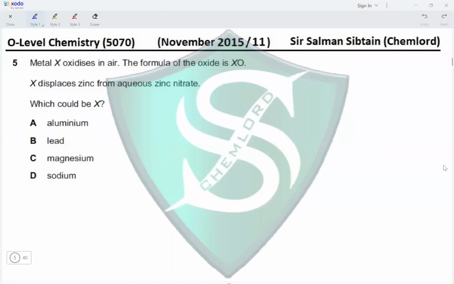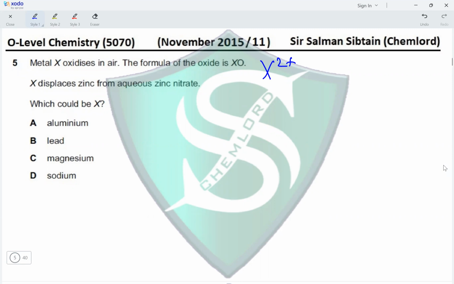Question 5. Metal X oxidizes in air. The formula of the oxide is XO, which means X has a 2 positive charge. X displaces zinc from aqueous zinc nitrate. So it is more reactive than zinc.